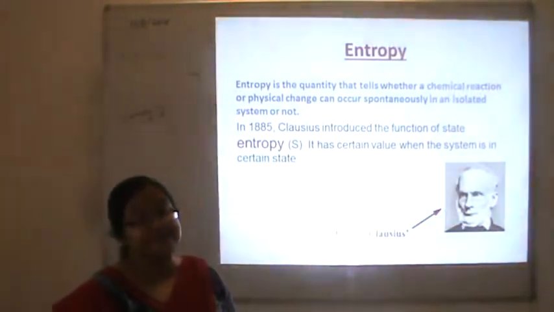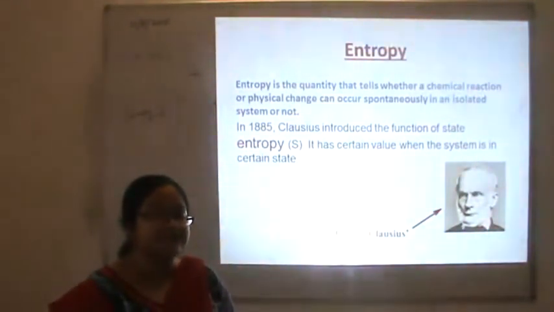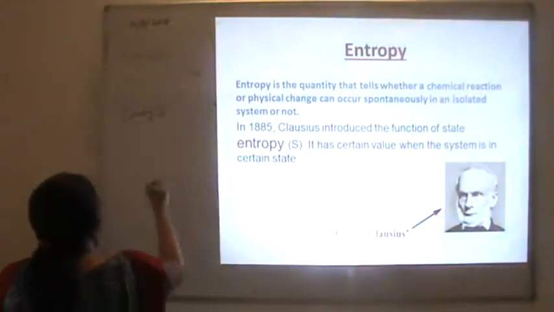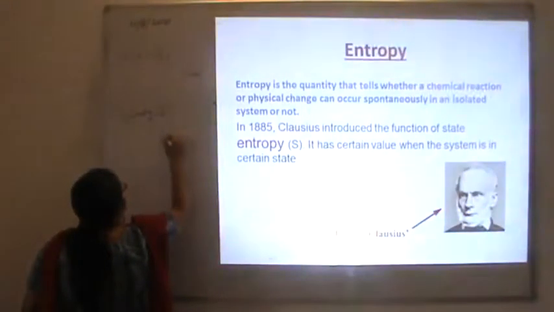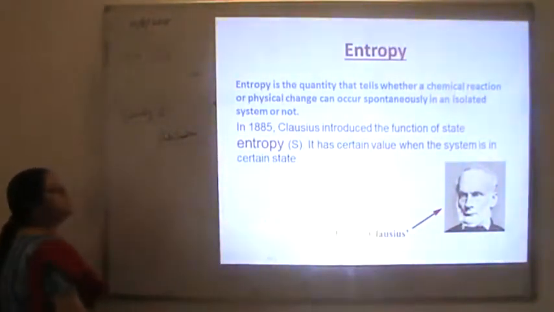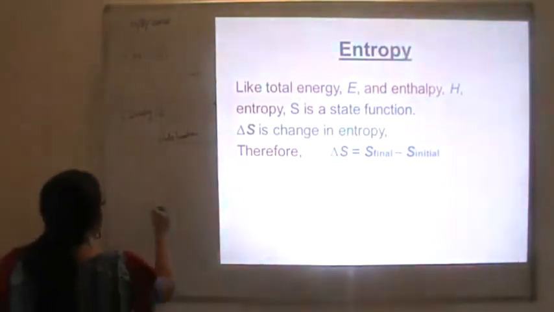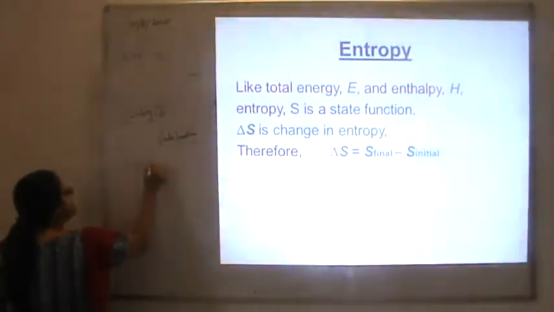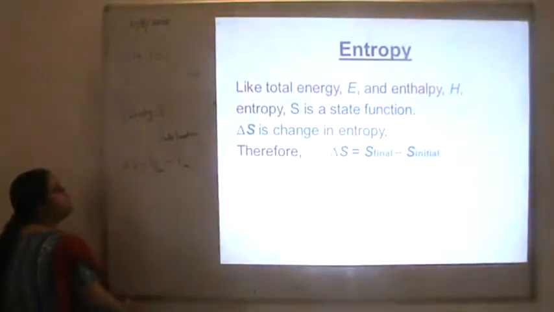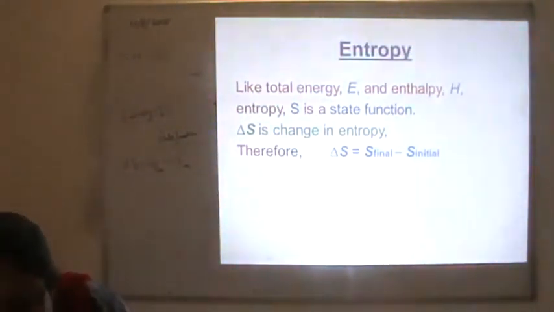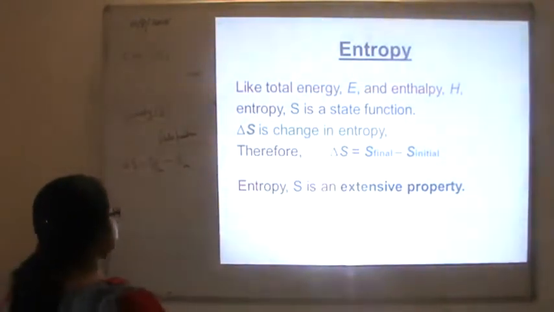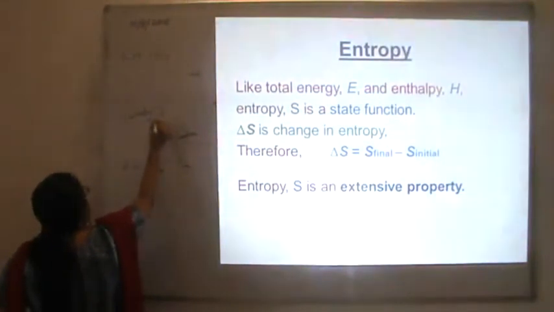In 1885, Clausius introduced the state function, entropy. Entropy is a state function. So as it is a state function, it depends only on the initial and final state of the system. It is an extensive property, so entropy depends on the mass.